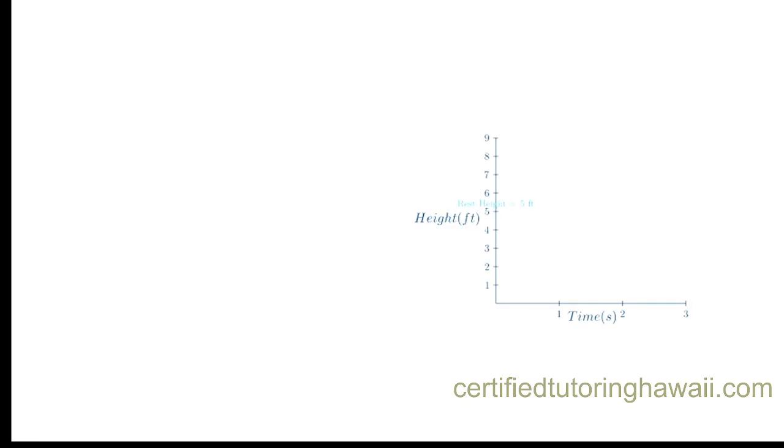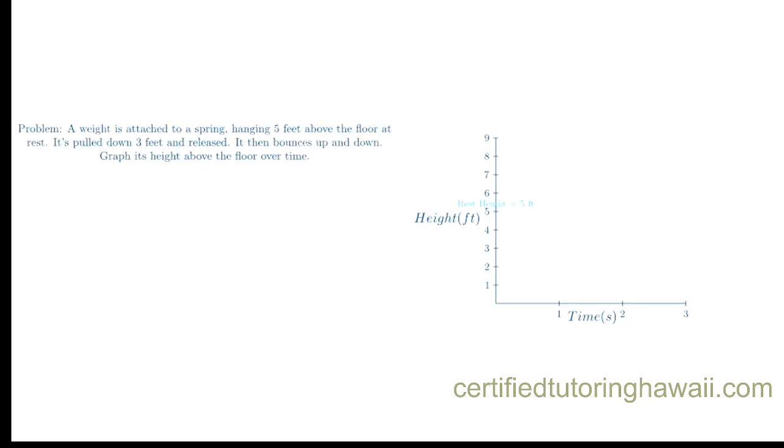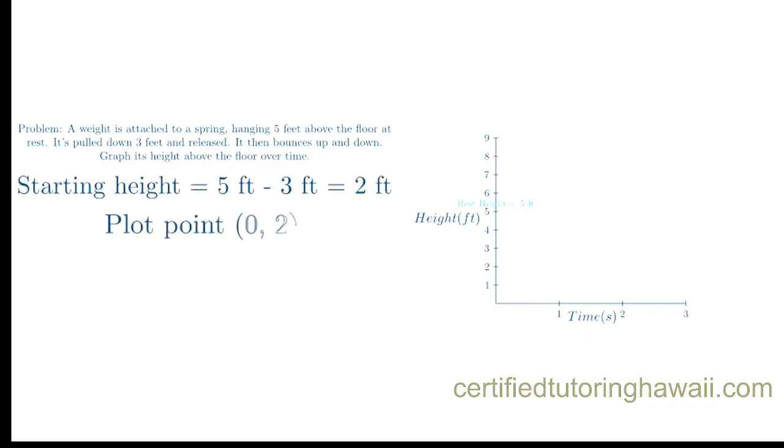Now let's follow the description to find the starting height and the cycle's amplitude. The problem says the weight is pulled down 3 feet from its rest position and released at time t equals 0. If it starts at 5 feet and is pulled down 3 feet, where is it released from? The starting height, at time 0, is 5 feet minus 3 feet, which is 2 feet. So, our first point on the graph is (0, 2). Let's plot that on our graph. The amount it's pulled down, or pushed up from equilibrium, is called the amplitude. Here, the amplitude is 3 feet.